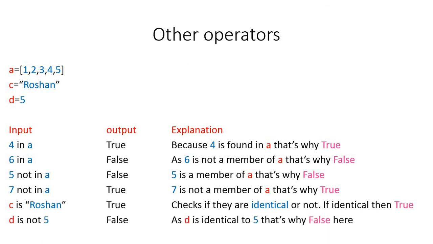The opposite of is, is not. You are asking if D is not identical to 5, it says no, D is identical to 5. So the answer of this will be false. D is 5. D is identical to 5. It says yes, D is identical to 5.